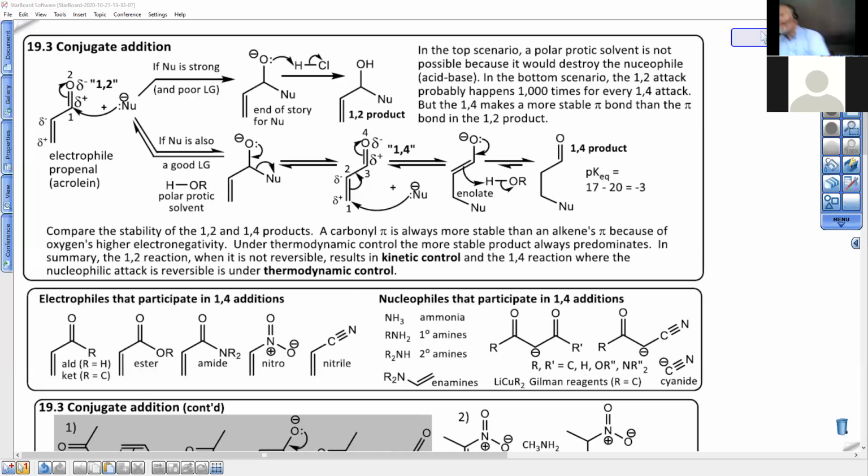My apologies for the slightly longer than usual delay, but we're back, as promised, with what's called conjugate addition. We're going to reintroduce our concepts of kinetic and thermodynamic control. These species here can be generated using Aldol condensation reactions, where there's a double bond between the alpha and beta positions of an aldehyde or a ketone.